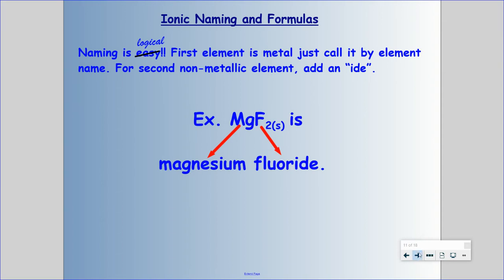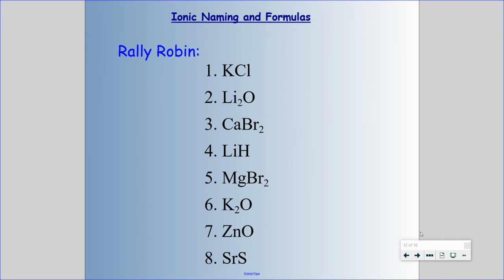We're going to do a bunch of practice with this, so don't worry if you're not quite 100% sure how to do this. This is what we're going to do in class together. So just remember: metal name first, non-metal second with an IDE ending.